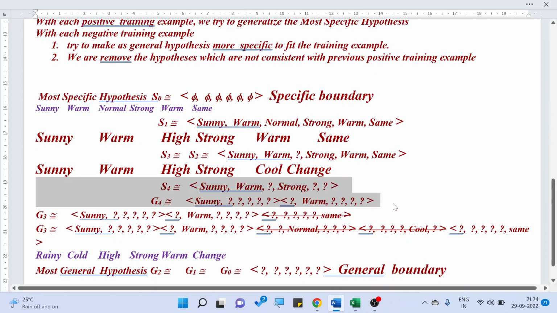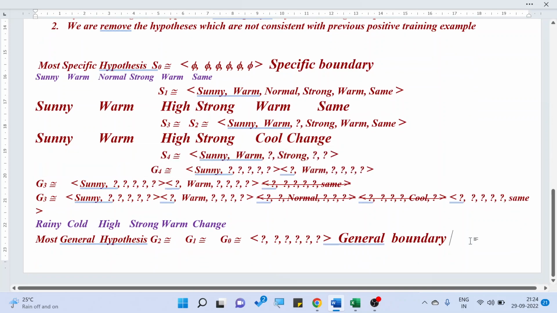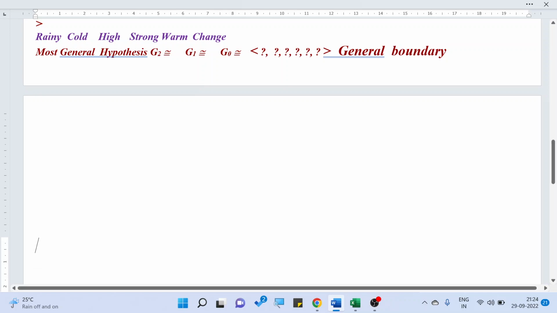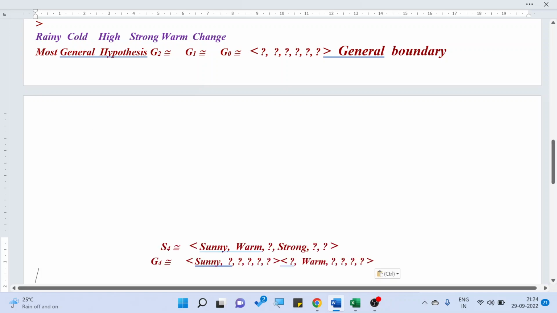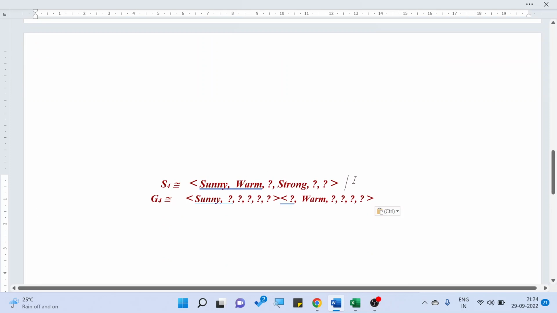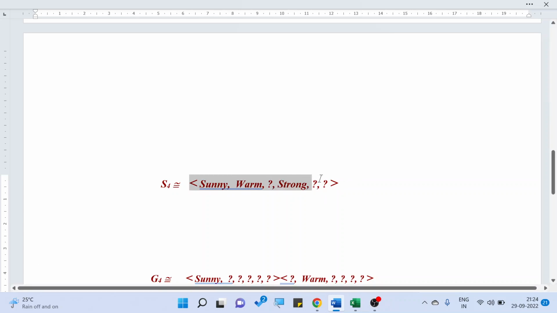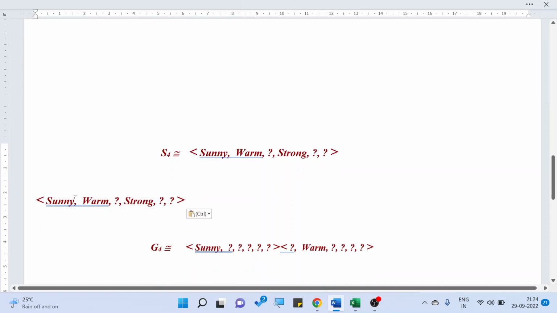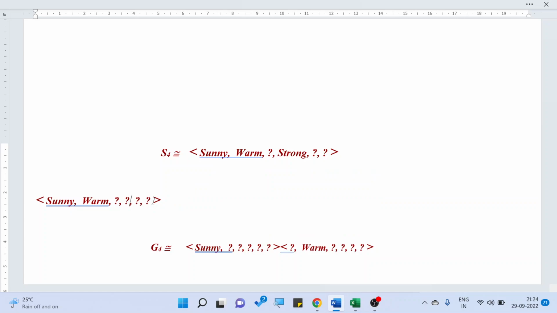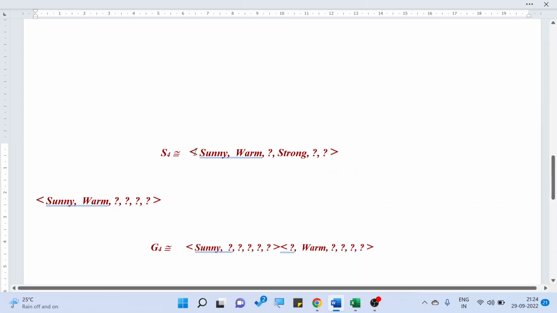The version space we got is the set of 3 hypotheses. From these we can form some more hypotheses in between. Because this is sunny, I can keep warm and make all the rest question marks. That is another, more general than this and more specific than this. Then another I can form.